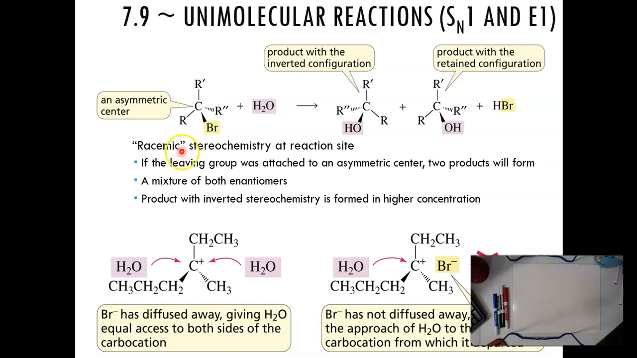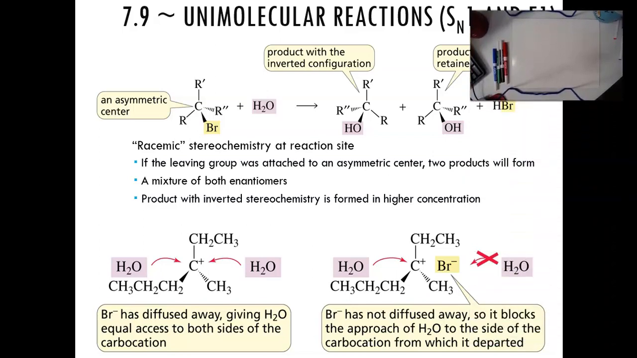Now, in order to use the word racemic, it means that we have to have an equal mixture of these two stereoisomers. One more word to throw in there. Notice that what we've created is a pair of enantiomers. Now, we can't use the word racemic directly because we don't have perfectly equal mixtures.